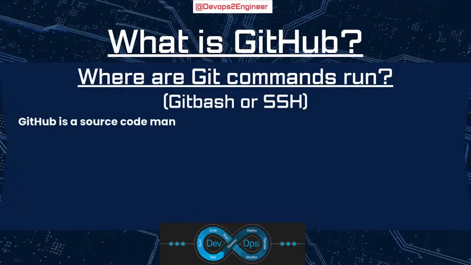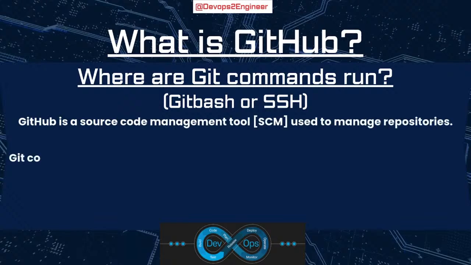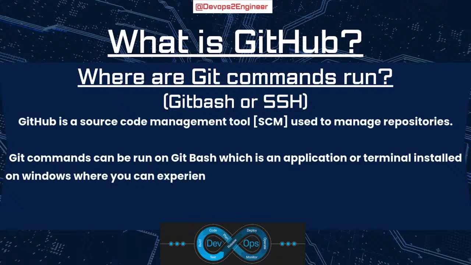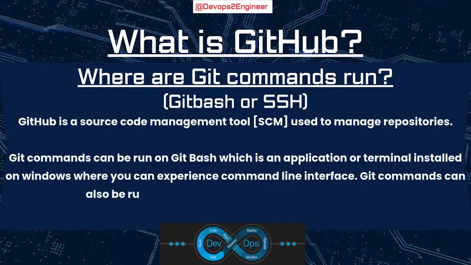What is GitHub? Where are Git commands run? Git Bash or SSH? GitHub is a source code management tool, SCM, used to manage repositories. Git commands can be run on Git Bash, which is an application or terminal installed on Windows, where you can experience a command line interface. Git commands can also be run on SSH terminals provided by MobaXterm.